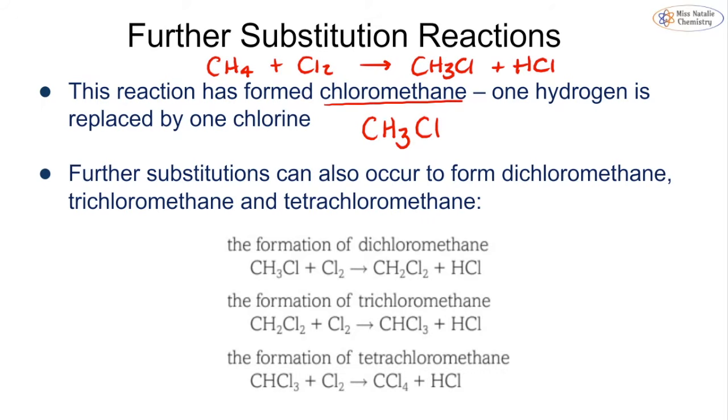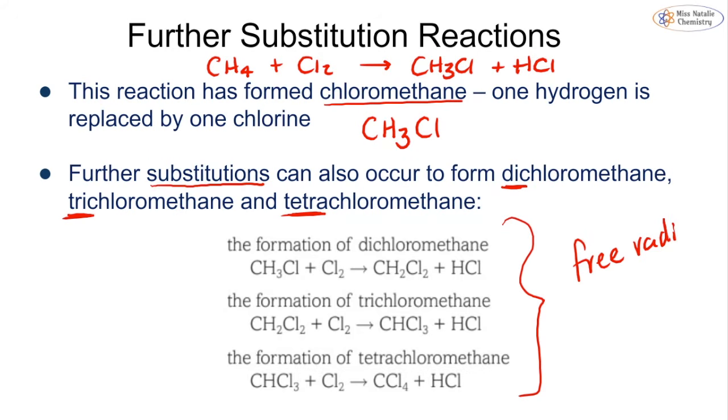Now with these particular reactions, what we need to understand is that it's very rare that we actually just get what we call monosubstitution, which is where we get 1 hydrogen being replaced. We can get further substitutions happening, and we can form dichloromethane, trichloromethane, and tetrachloromethane. And we can see these here. And again, these all happen via free radical substitution.